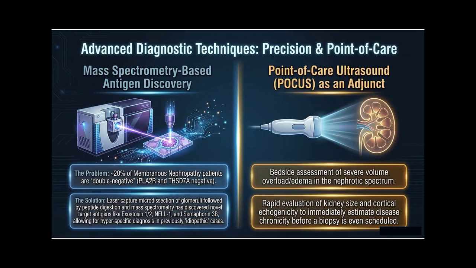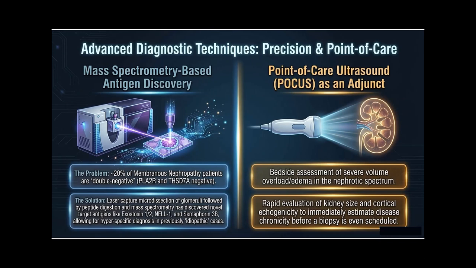Now, there is another thing added now. Advanced diagnostic techniques: mass spectrometry-based antigen discovery. On the slide, you use a spectrometry-related technique. The problem is 20% of membranous nephropathy patients are double negative. That means they are negative for PLA2R and THSD7A also. Then the solution: laser capture microdissection of the glomeruli followed by peptide digestion and mass spectrometry. It identifies the other antigens like NELL1 or exostosin 1 and 2.